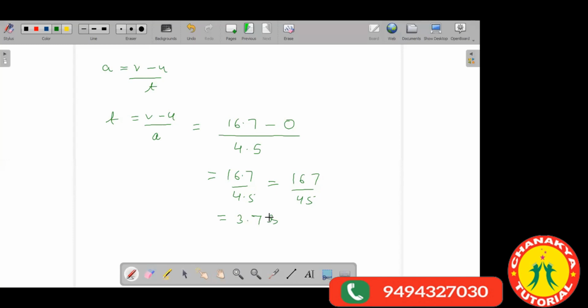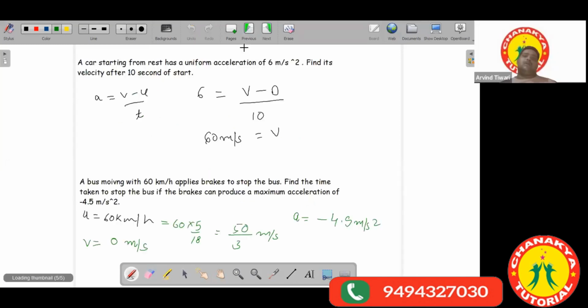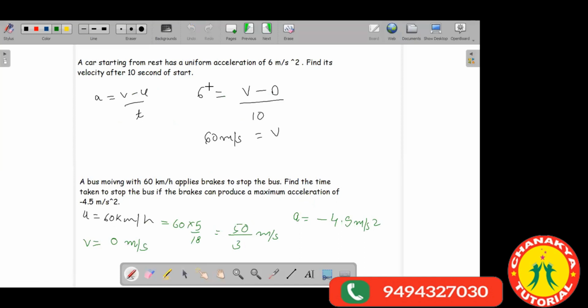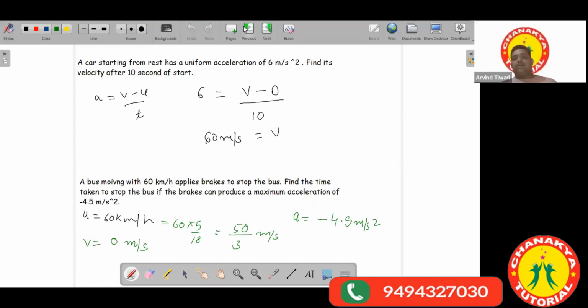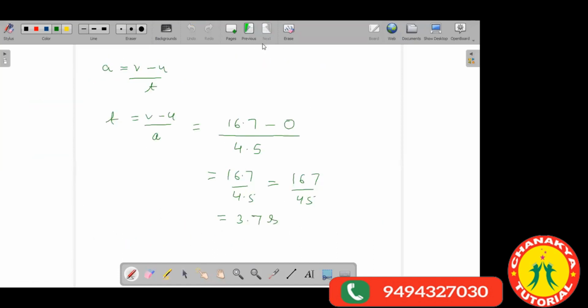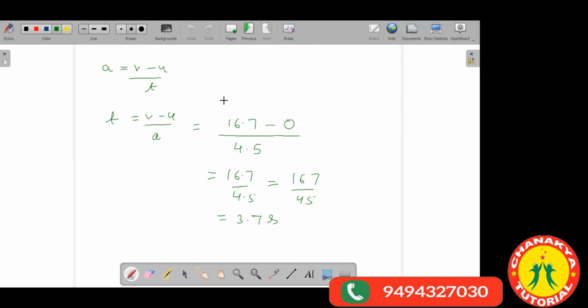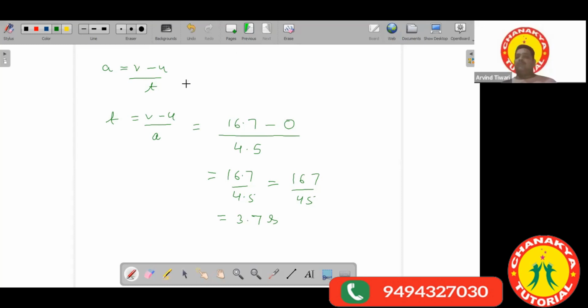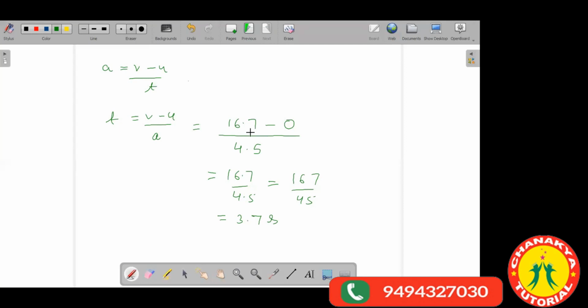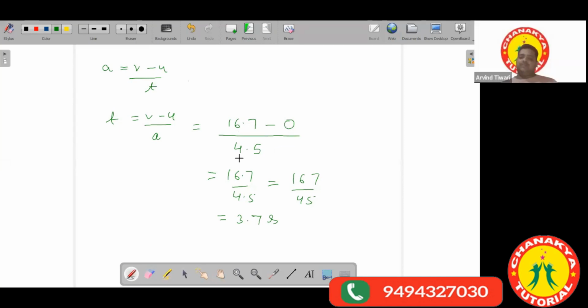Sir, can you once scroll up a bit? Okay, this one. No, sir, the bus moving one. I just want to go to the answer. The previous one? No, sir, the bus one. That was the calculator, no? Only that page had the calculator. These are the two pages where I used the formula of acceleration and substituted the values. Yes, sir. 16.7 minus 0 over 4.5. Okay, sir.